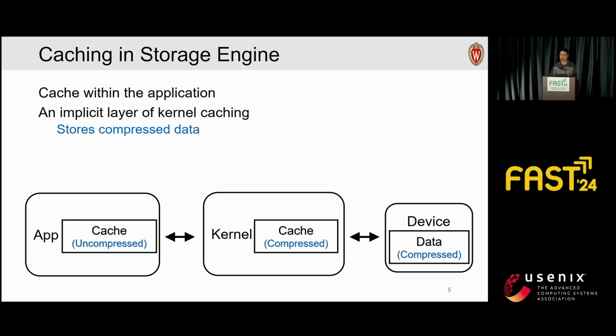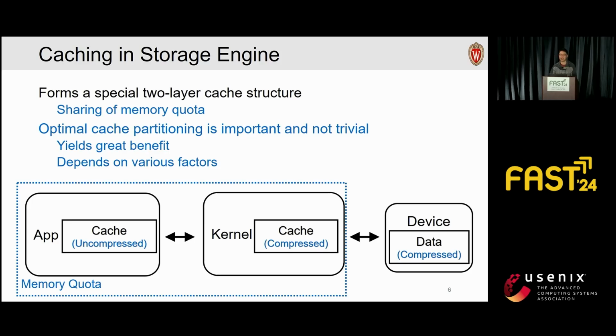Many storage engines utilize data compression to save device I/O, so that the kernel caches compressed data from the device and the application caches uncompressed data. This forms a unique application kernel two-layer cache structure. The two cache layers share the same memory quota. Here, we highlight the memory partitioning problem between the two caches. It can yield great benefit if we do it right, but doing it right is not trivial because it depends on various factors such as working set size and access pattern.